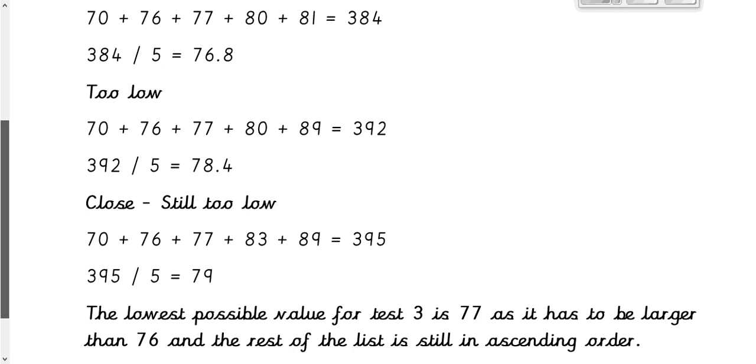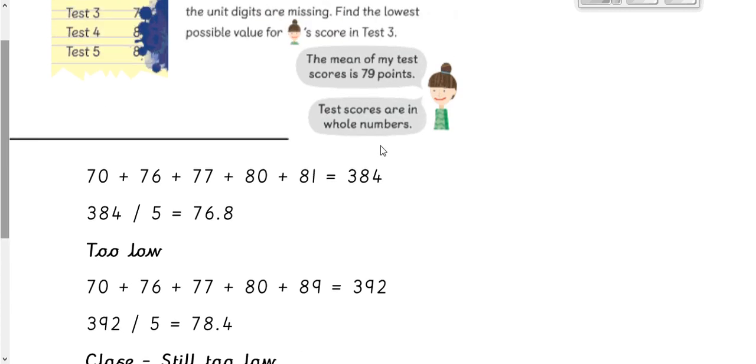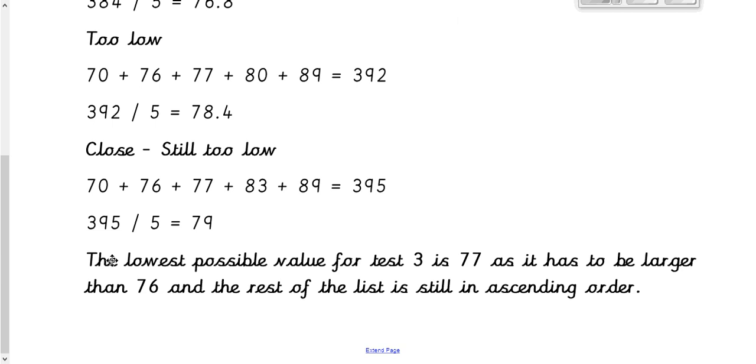Now if we just scroll up to check, whole number, there, and mean is 79, so I've got those rules. So I've shown that the lowest possible value of test 3 is 77, it has to be larger than 76, and the rest of the list is still in ascending order. I've solved that problem. I'm amazing.